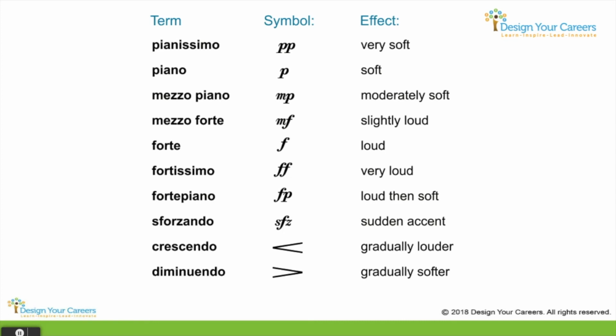And then sforzando means a sudden accent, so you press it really, really fast and you want it to be loud. And a crescendo means that you want to slowly increase your volume, so you want to start off soft and then slowly get louder and louder. And diminuendo means that it's gradually softer, so you start off loud and slowly go softer. So you want to start off pressing it really hard and then slowly press more softly.